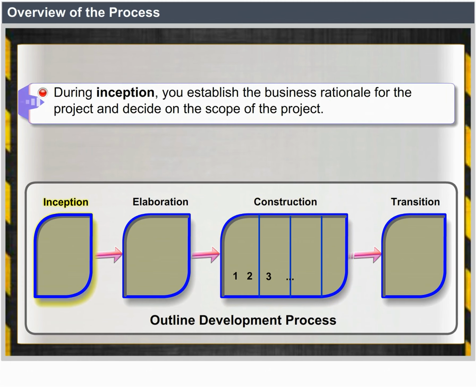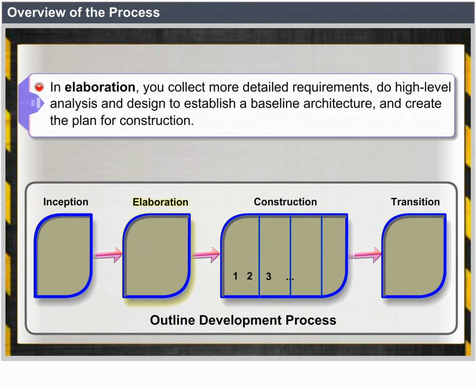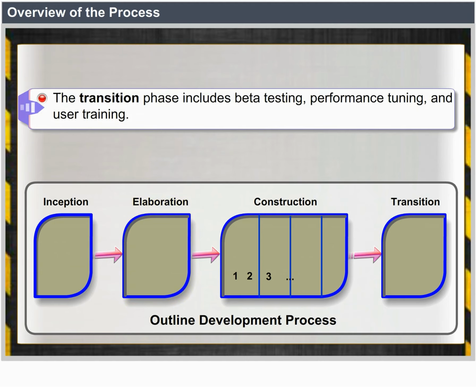During inception, you establish the business rationale for the project and decide on the scope of the project. In elaboration, you collect more detailed requirements, do high level analysis and design to establish baseline architecture and create the plan for construction. The transition phase includes beta testing, performance tuning, and user training.